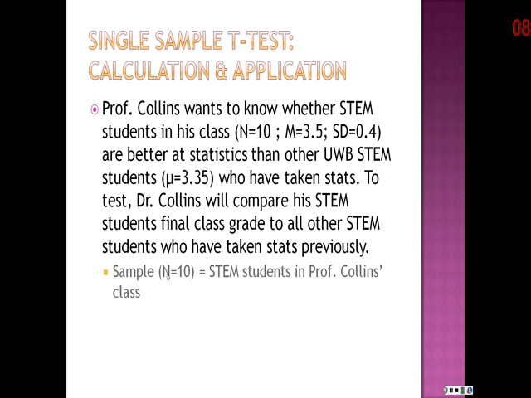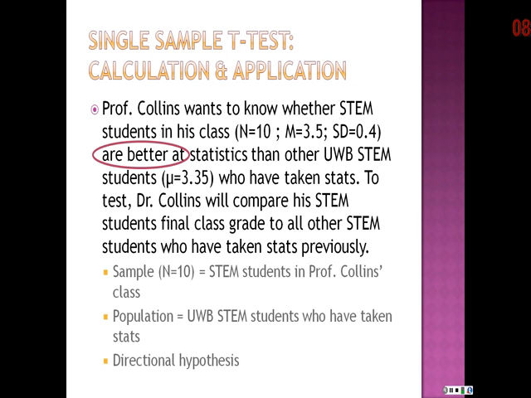So here we have our sample, right? We have 10 people in the class, 10 STEM students in my class. And we're comparing that to the population of other STEM students who have taken statistics. And for some reason, we simply don't have the standard deviation. So this is a directional hypothesis, right? We're asking the question, are my students better at statistics than other UWB STEM students? So this direction matters. Are my students better, instead of just saying different? We're asking a directional question here.